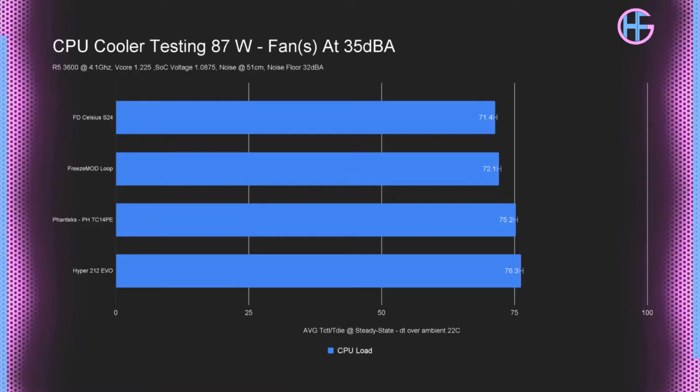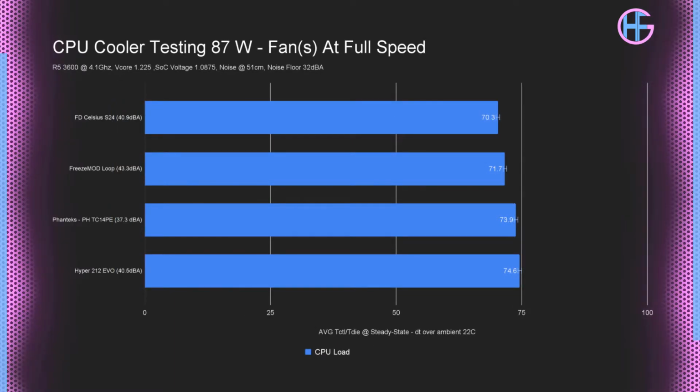So the FREEZEMOD water loop in the 35 dBA noise equalized 87 watt test performed pretty much as well as the Celsius S24 with a temperature of 72.1 Celsius. Then letting the fans run up to full speed had the temperature of the FREEZEMOD water loop not really change much, with a temperature of 71.7 C.